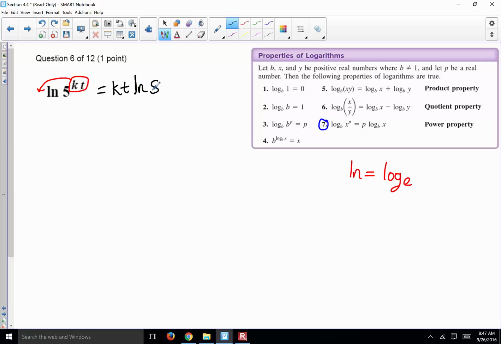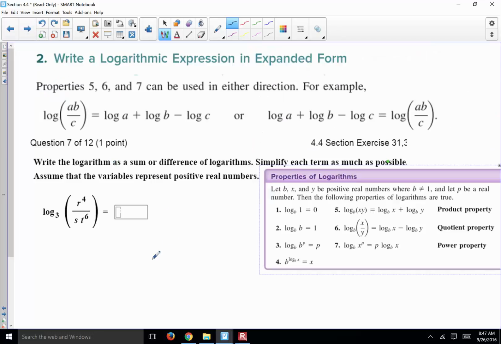Well, can I reduce ln 5 next? This is logarithm base e of 5. Can you raise 5 into more powers? Break it into numbers? No. This is already simple enough. So it is kt ln 5, the answer. Okay?